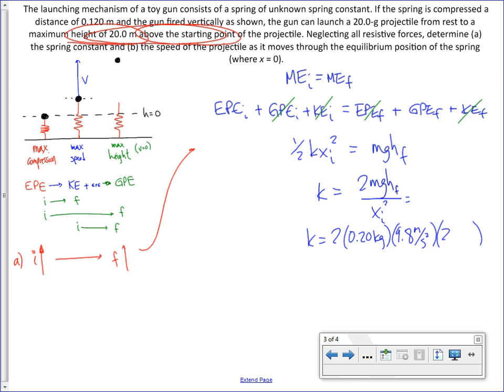Final height, it tells us, is 20 meters above the starting point. That's our final height. X is how much the spring was compressed or stretched. Notice, the spring is compressed a distance of 0.120 meters. Don't forget to square. 2 times 0.12 times 9.8 times 20 divided by 0.12 squared.